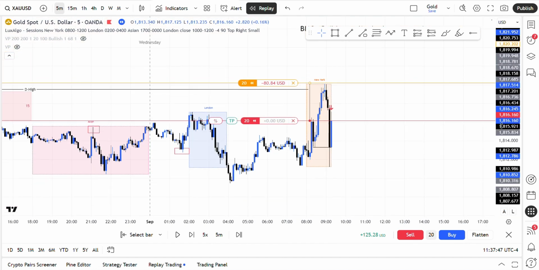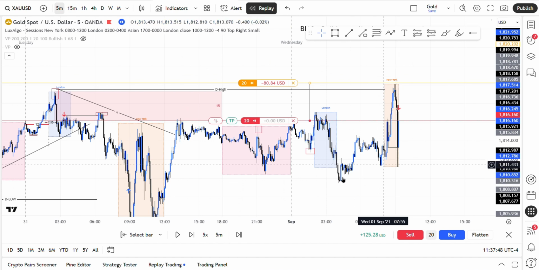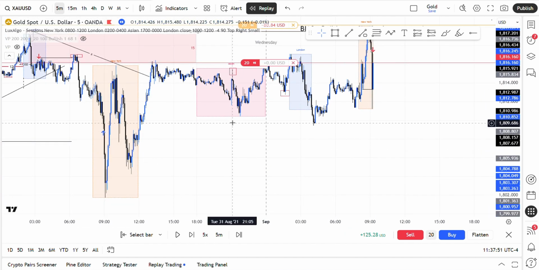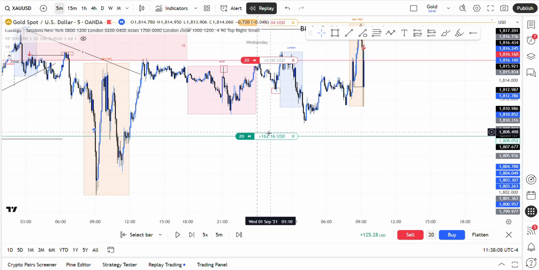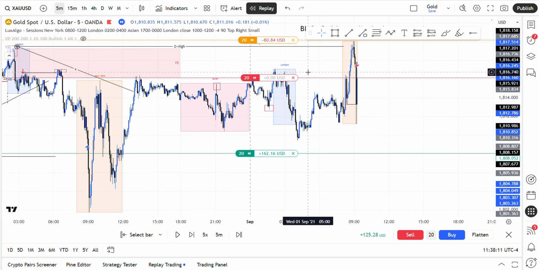What's our valid TP? We have this trend line liquidity, and we have these lows. This low could be our target. One to two is good for us. So I kept my TP here. Let's see how it plays out.